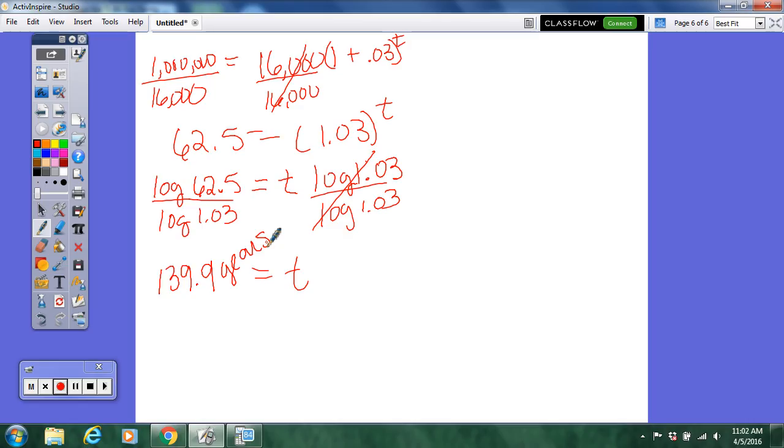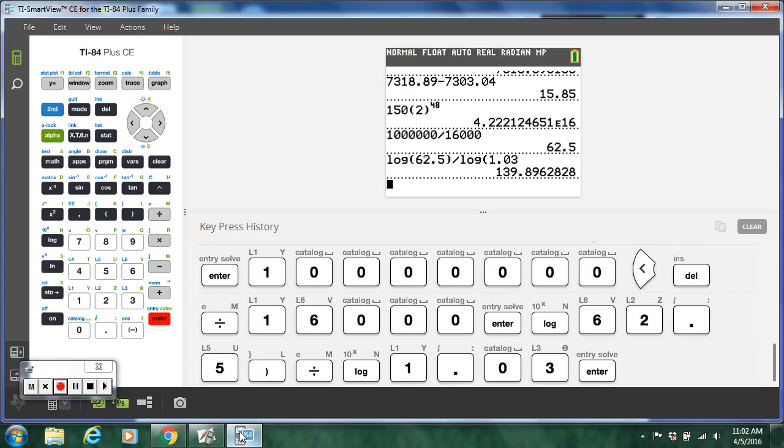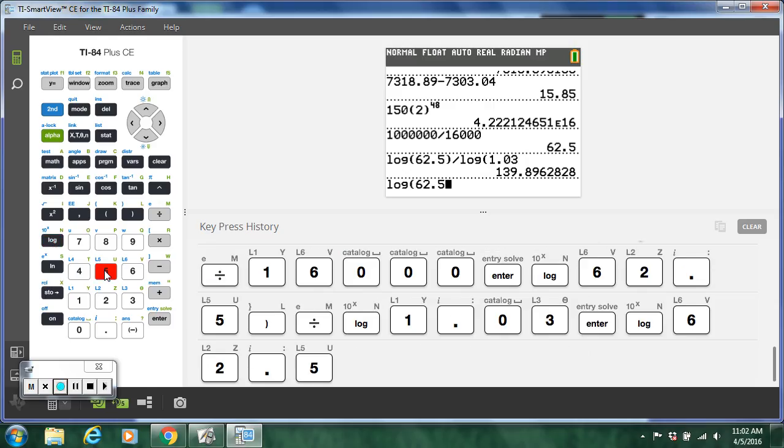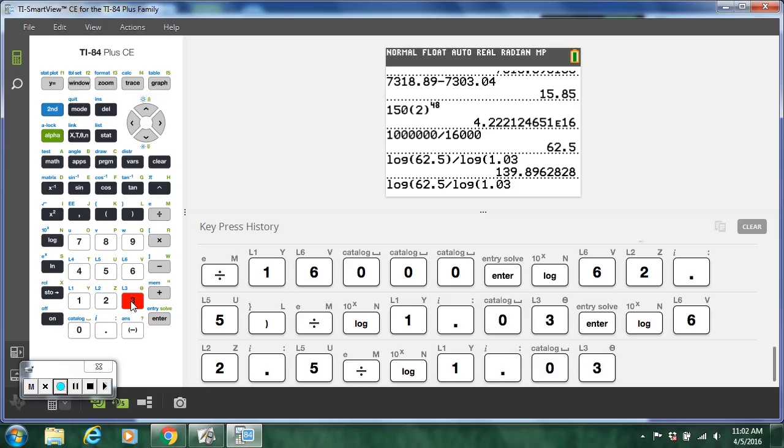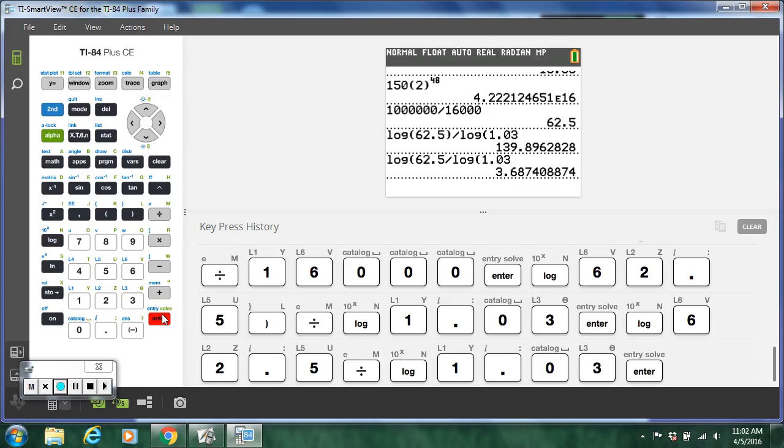Anybody not get this number? Notice what happens when I go back to my calculator. If I say log of 62.5, I don't close the parentheses, and now I put log 1.03. Did it give me a number? Yeah, it gave me a number. Is that the correct number? No, that is not the correct number. But you will never know it, because it's not going to come up with an error. You've got to remember to put the parentheses at the end of 62.5.